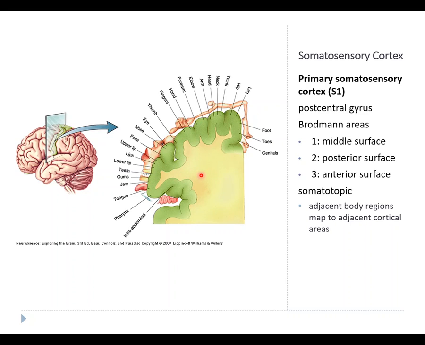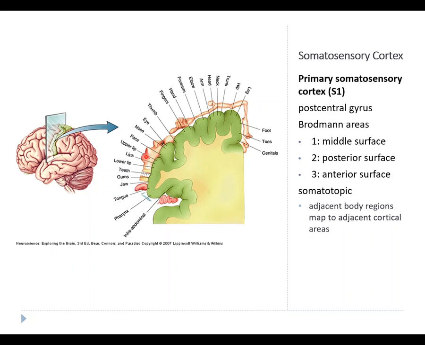Now, of course, it's not a perfect representation. So we already said, for example, the face is not where you would expect it to be, because the head, the back of the head, and the back of the neck is up here, on the superior side of the cortex, but the face is down here.